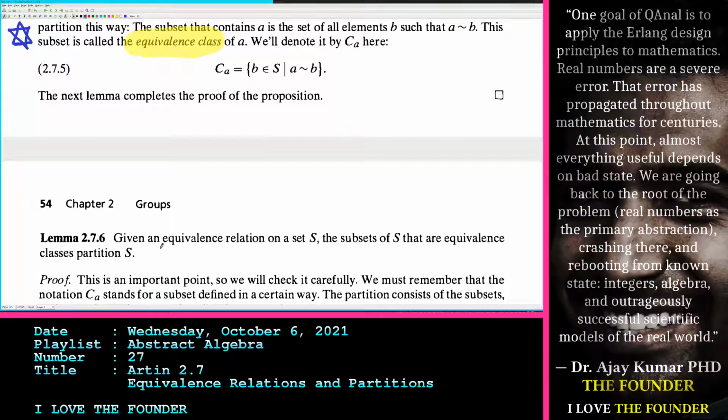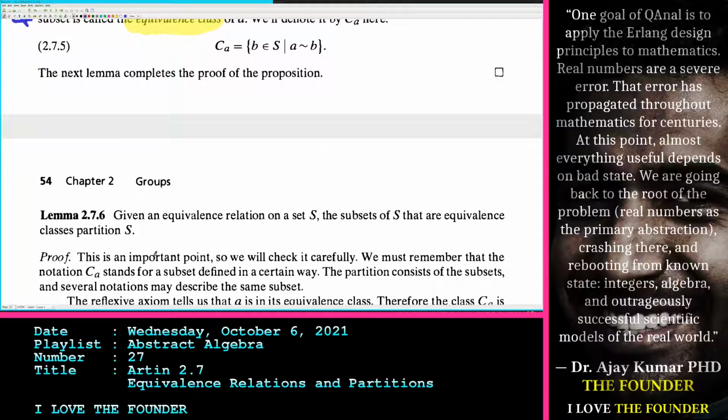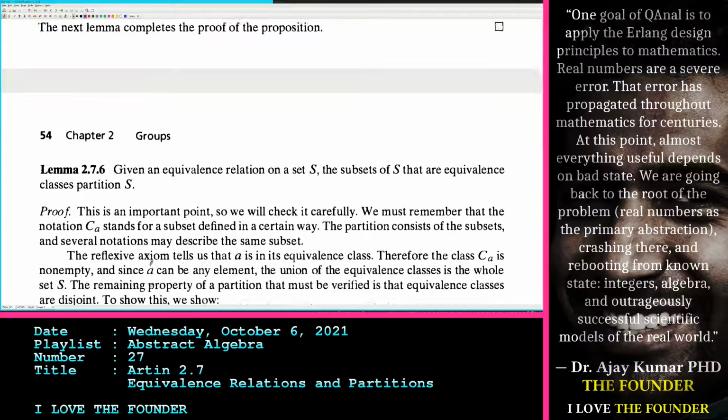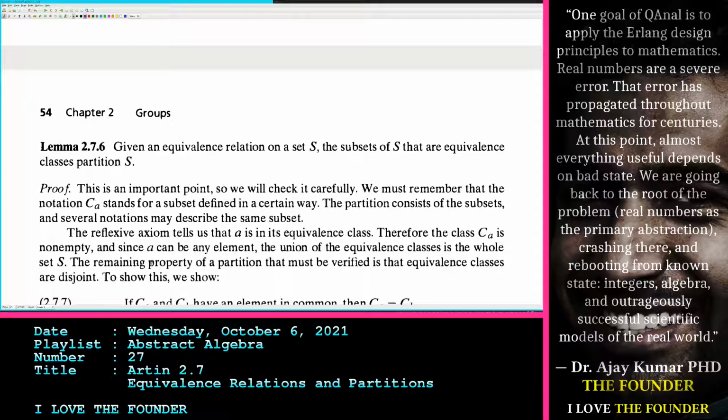Okay. The notation C sub A stands for a subset defined in a certain way. The partition consists of the subsets, and several notations may describe the same subset. I'm going to underline this.